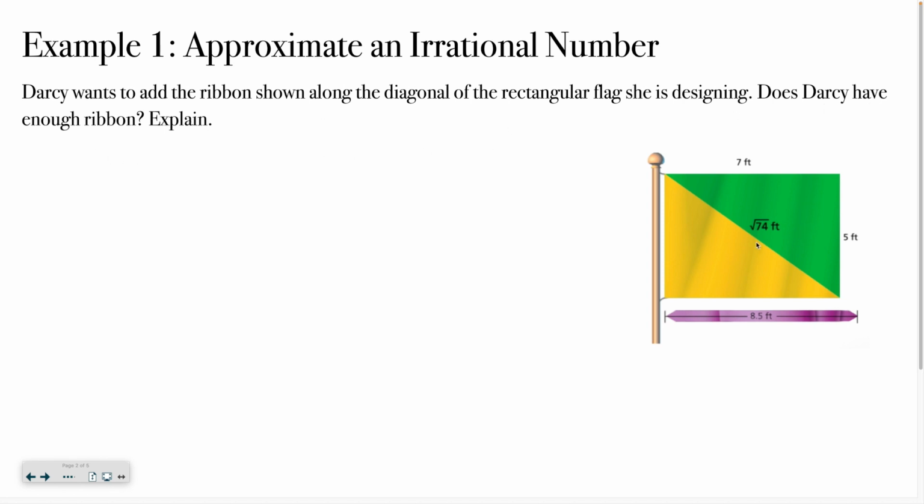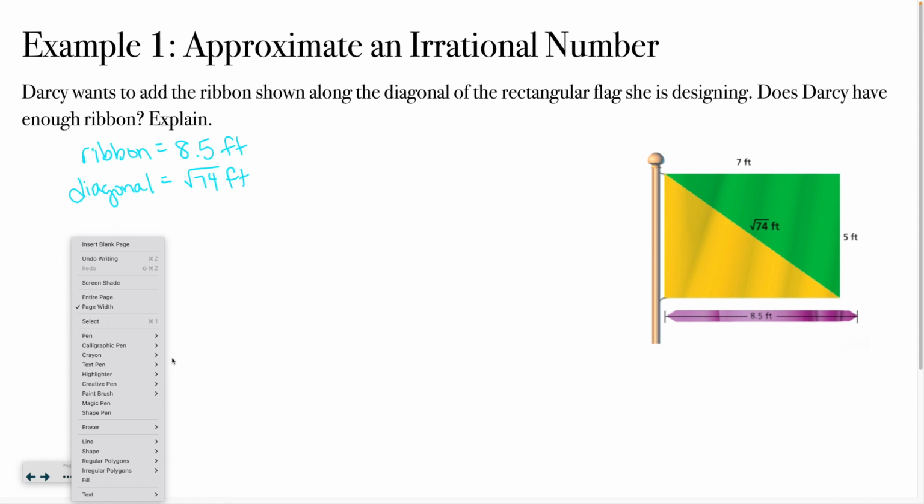Explain. So looking at this problem, we see that the ribbon is 8.5 feet, right? And then we see that the diagonal is the square root of 74 feet. Your brains are probably looking at these two numbers and saying, 8.5, that makes sense. Square root of 74, I have no idea what that is. And at this point, that's kind of what I would expect from you, okay? So if you're feeling that way, you are just fine. Let's talk about how you would figure this out, though.